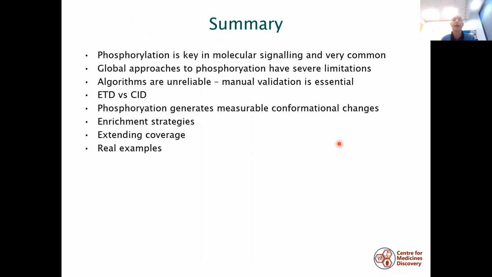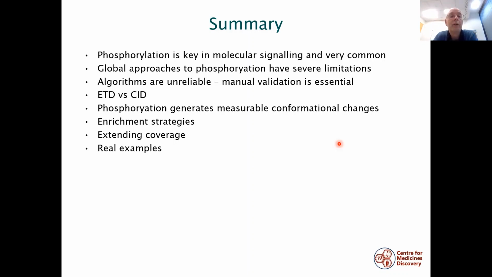So that's all I want to say. I'm just going to summarize. Phosphorylation, as I'm sure you're aware, is key in molecular signaling and it's extremely common. There are global approaches to phosphorylation mapping. These have been very useful, but they have severe limitations when applied to structural biology. This is because the algorithms that are used are unreliable and you are forced to use manual validation. This is absolutely essential. We looked at the reasons why people use ETD and reasons why we don't.